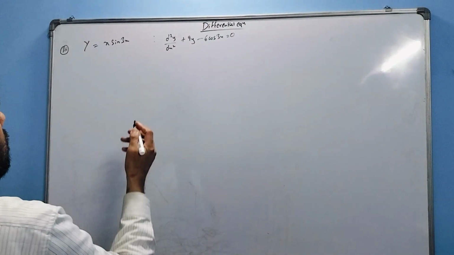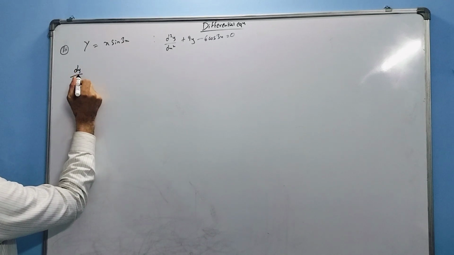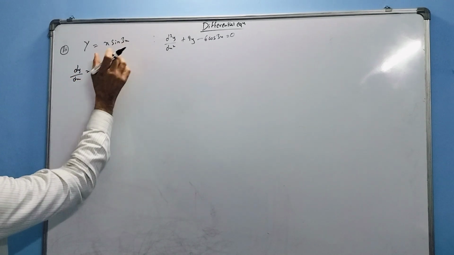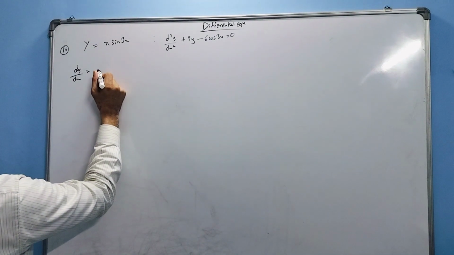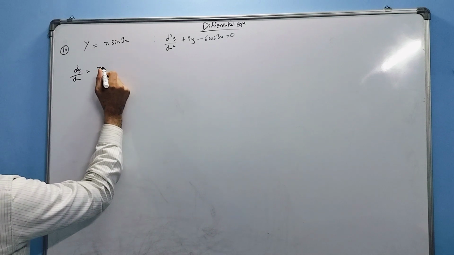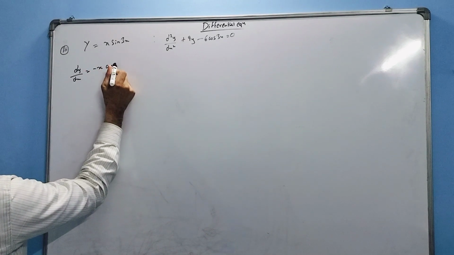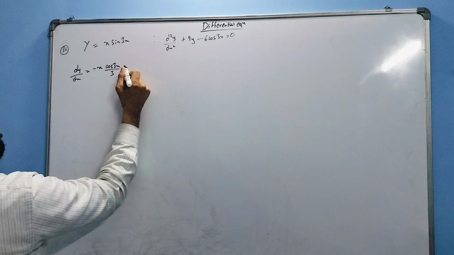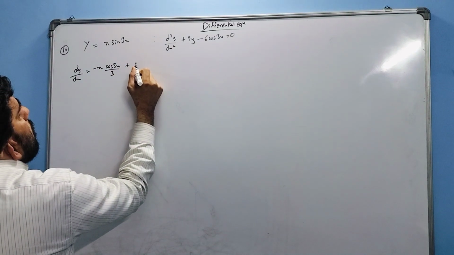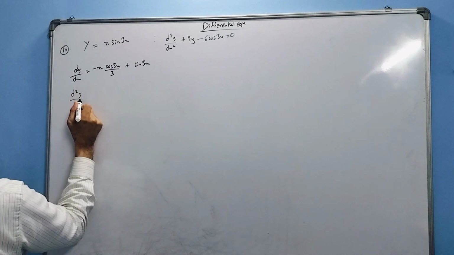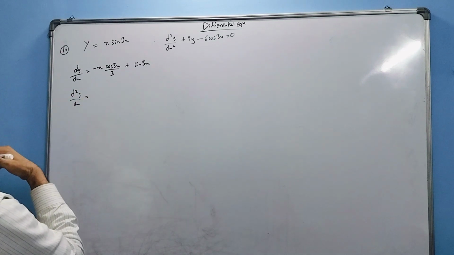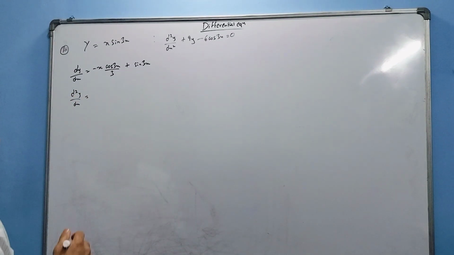Now let us first find dy upon dx. We differentiate according to the u v rule, where u is x. Now it will be minus cos 3x by 3 plus sin 3x. Now again differentiate it.